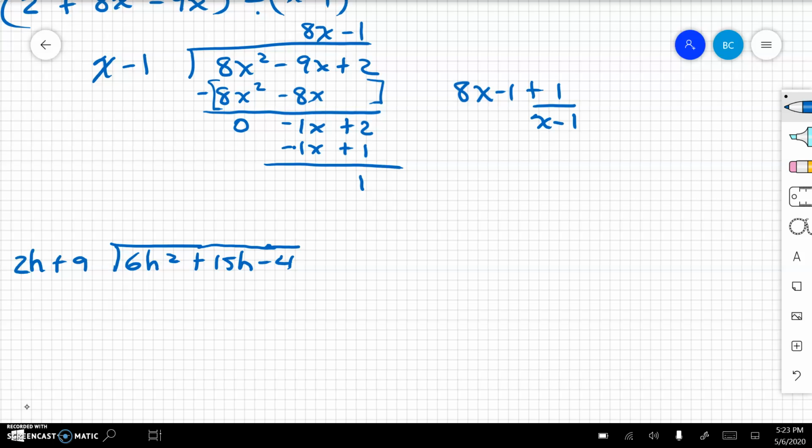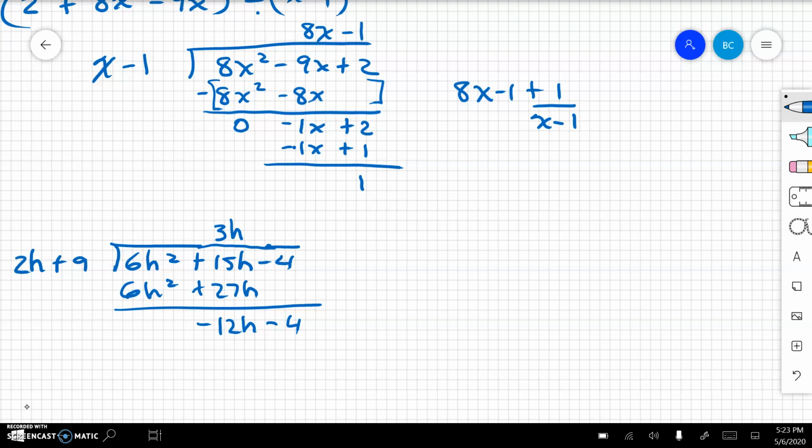I'm going to ask myself how many times does 2h go into 6h squared. Again, when I subtract, I want this to be 6h squared so that this goes away. So this is going to have to be 3h in order for 3h times 2h to equal 6h squared. 3h times 9 is plus 27h. So then that's 0. This is minus 12h. And then I'm going to bring down the 4.